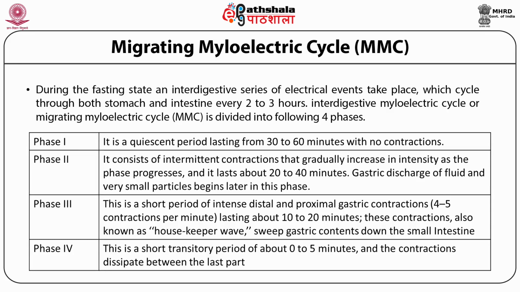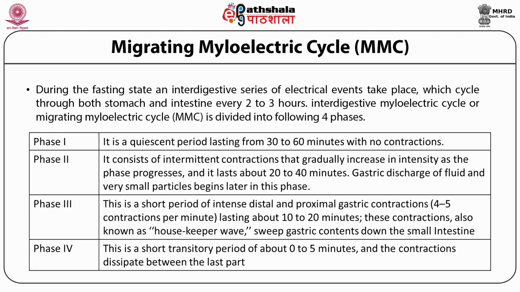Phase 2 consists of intermittent contractions that gradually increase in intensity as the phase progresses, and it lasts about 20 to 40 minutes. Gastric discharge of fluid and very small particles begins later in this phase. Phase 3 is a short period of intense distal and proximal gastric contractions, 4 to 5 contractions per minute, lasting about 10 to 20 minutes. These contractions, also known as the housekeeper wave, sweep the gastric contents down the small intestine.